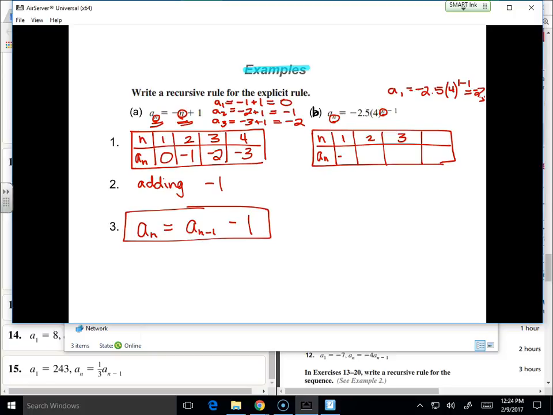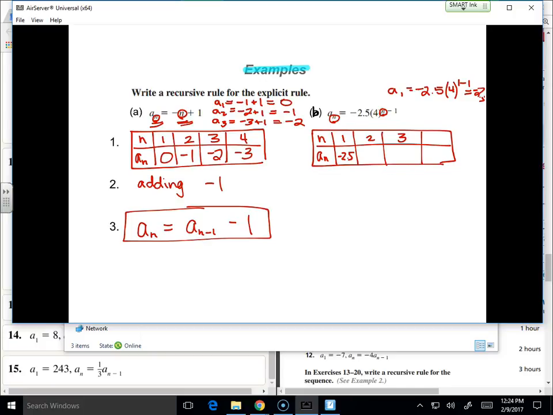So we have negative 2.5. Now, to find the second term, Angel, go ahead. I have a question. Why did you stop at 3? Because we're going to see if we can find a pattern without doing too many terms. If we can find a pattern, then we'll go to the fourth one. Does that make sense?